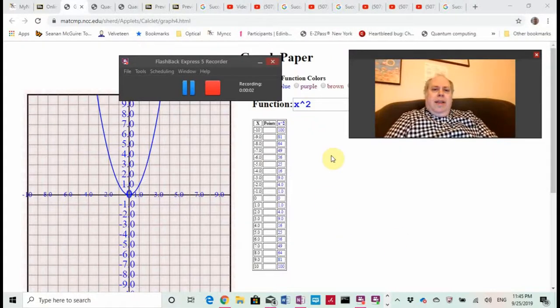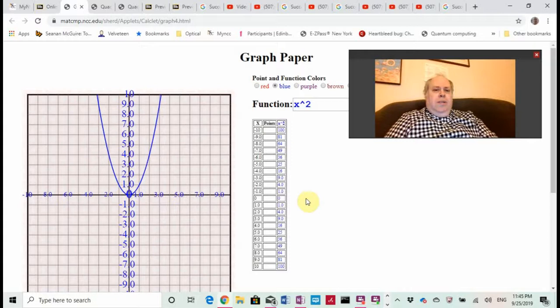Hi guys, this is an introduction to quadratics. Now quadratics start with the x squared function over here. And you see the graph of the x squared function goes like that. The x squared function has a very special point at 0, 0. We call this the vertex or sometimes the turning point because that's where it stops going down and starts going up.